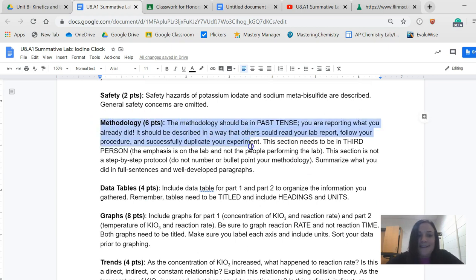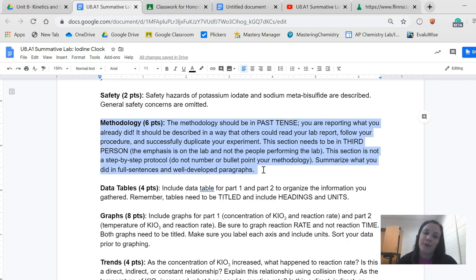Methodology, fancy word for your methods or your procedure. Methodology should be in past tense and again third person. The entire lab report should be in third person. One thing that we need to try to get away from is instead of using I or we, some of us are using they. So instead of saying I measured 3 milliliters of potassium iodate, we're trying to say the lab group measured 3 milliliters or they measured 3 milliliters.